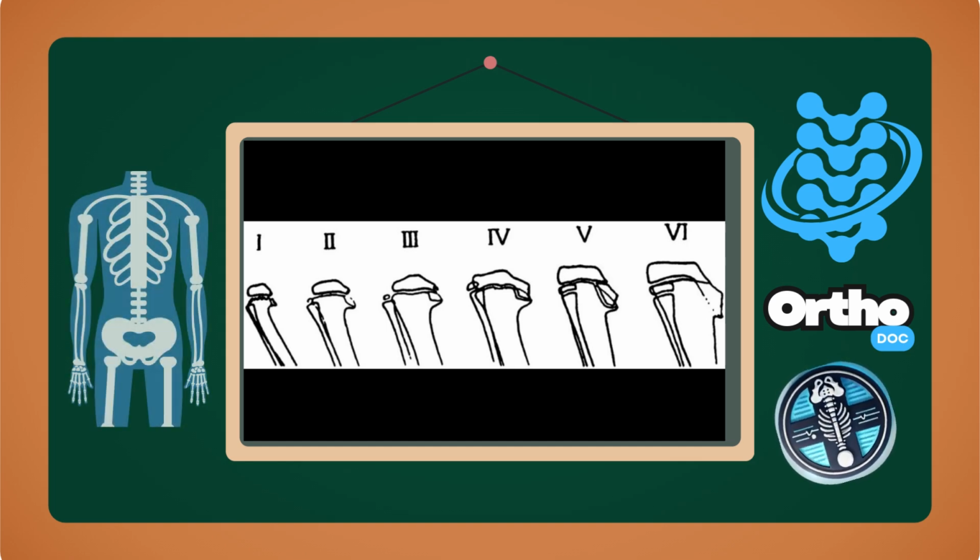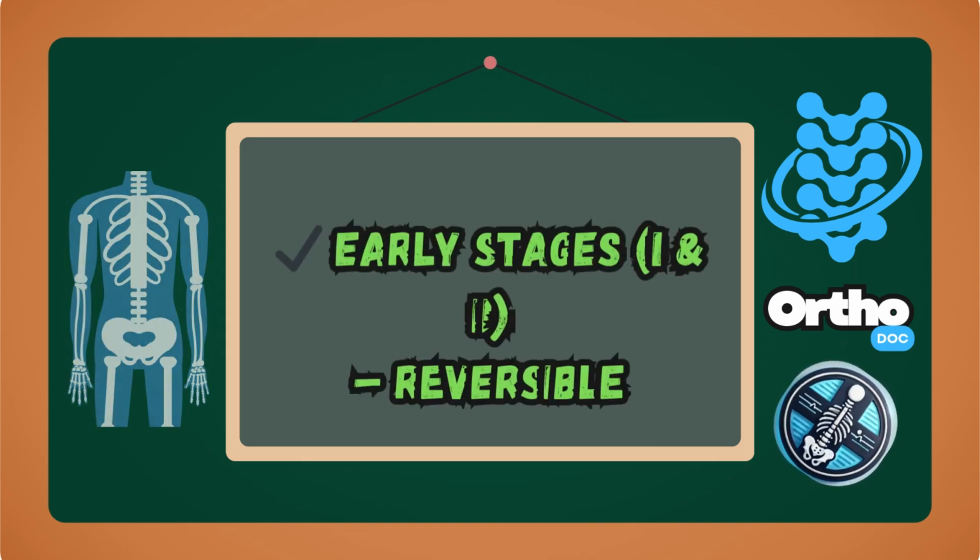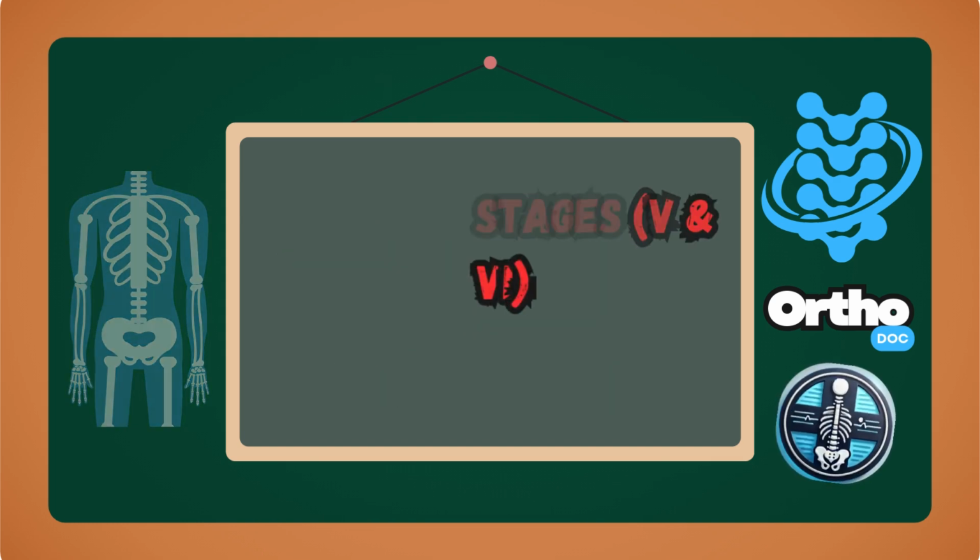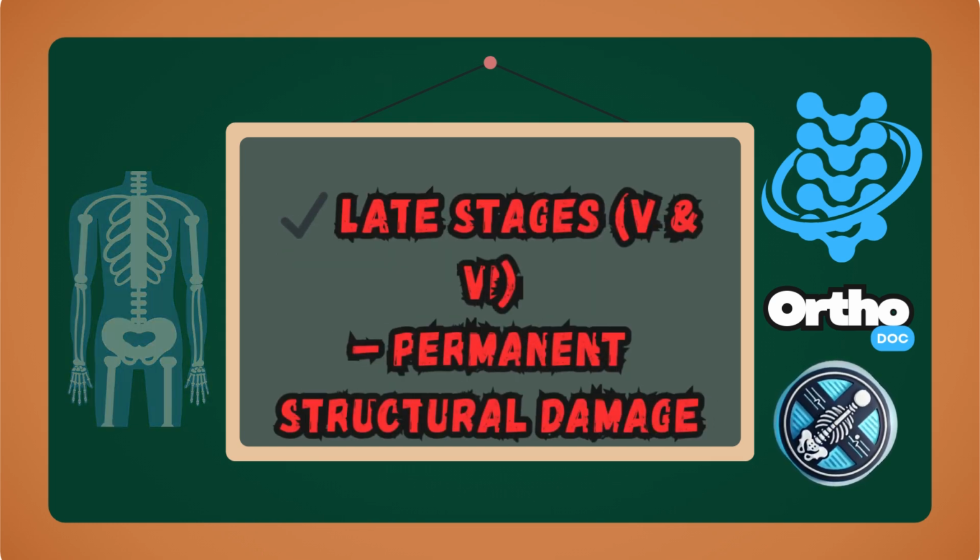Stage 5. Clear physeal bar formation starts. Stage 6. Permanent bony bridge and severe deformity. Remember, early stages like 1 and 2 are reversible. Late stages like 5 and 6 have permanent structural damage.